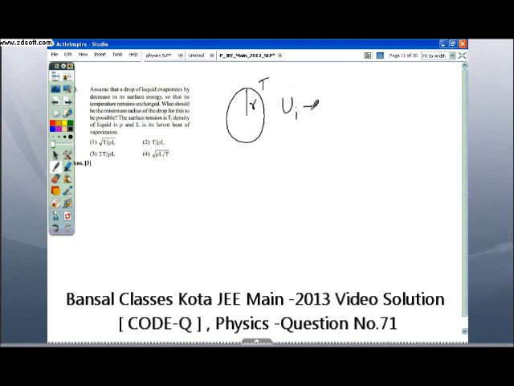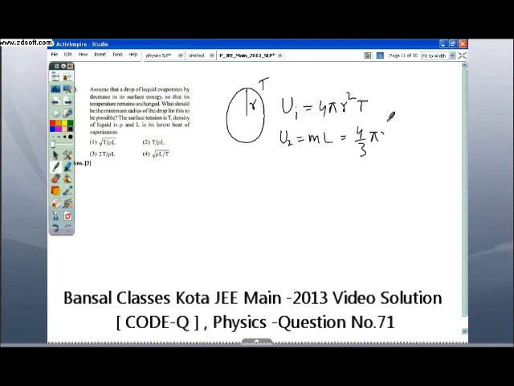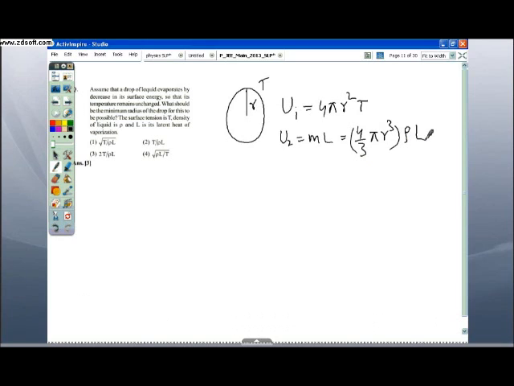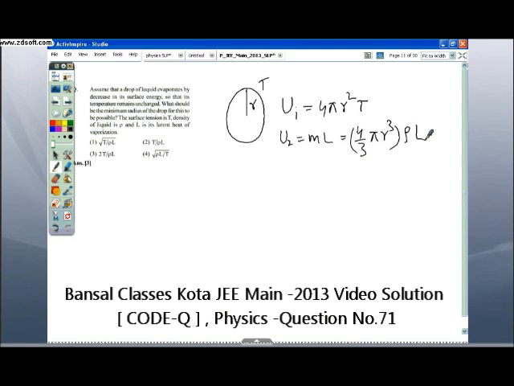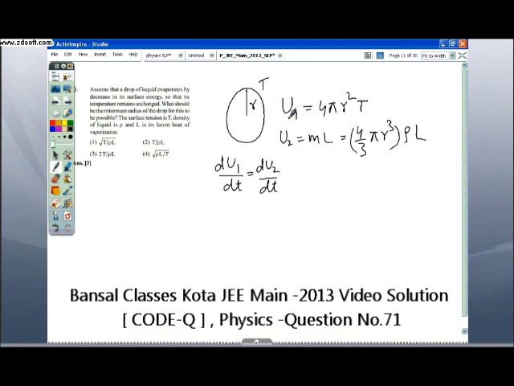energy is given by 4 pi r square into T. This is surface area times surface tension. And energy required to evaporate this, U2, is equal to m into L, that is equal to 4 by 3 pi r cube, density of liquid drop is rho, and L is latent heat of vaporization. Now according to the given problem, dU1 by dt should be equal to dU2 by dt, because this heat is used for vaporization.